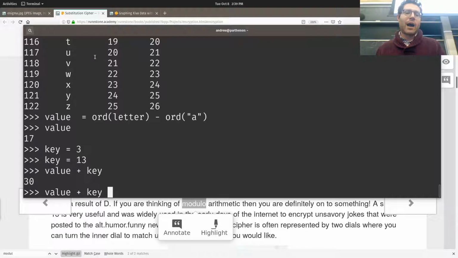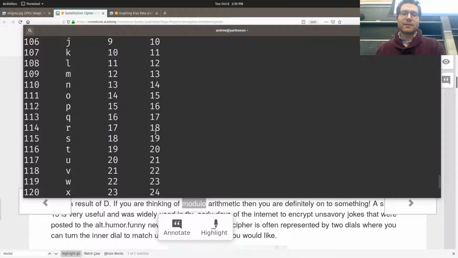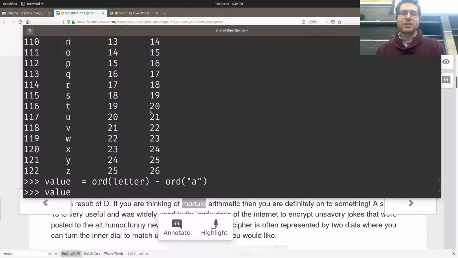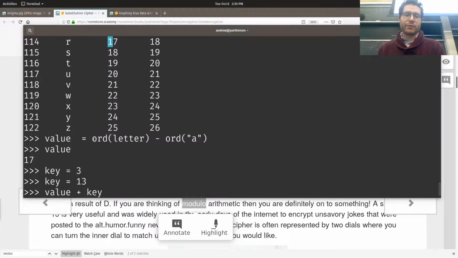I want the letter that's 13 after R. Doesn't exist, right? R is the 18th letter of the alphabet. Adding 13 to that, we'd be asking for the 31st letter of the alphabet. So 17 plus 13, that's why we got 30.